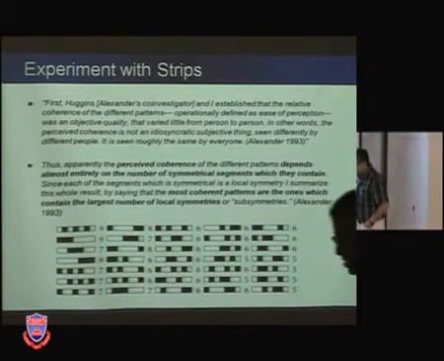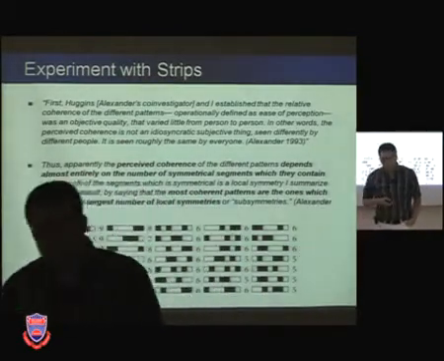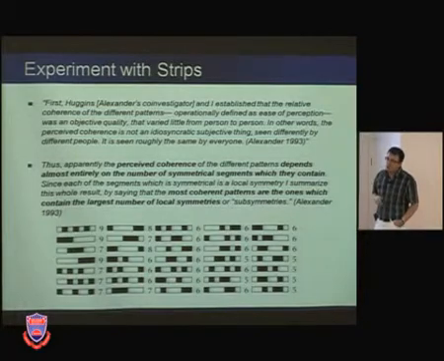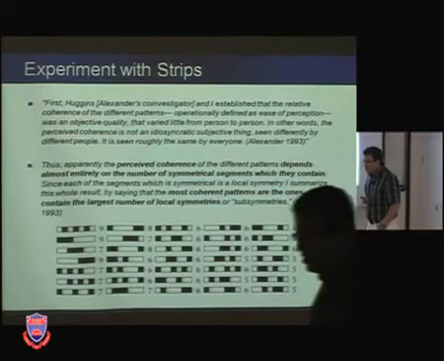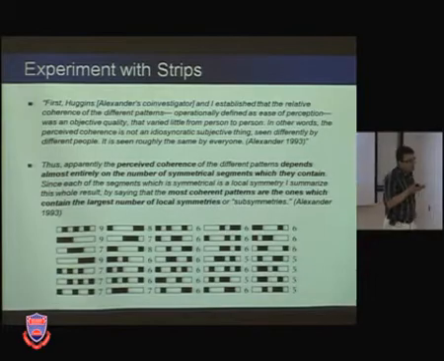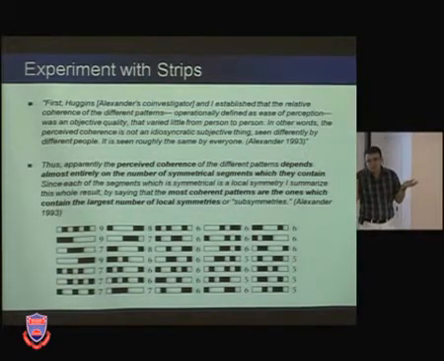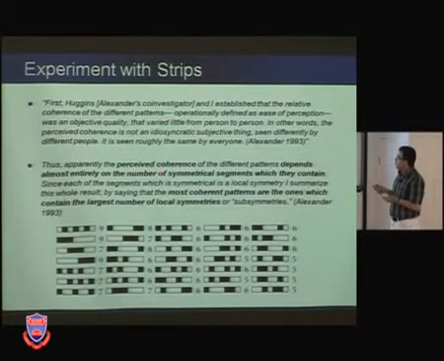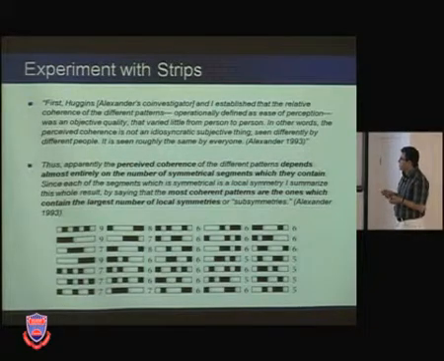What he did is he analyzed the symmetries of these strips. For each strip, he analyzed the number of symmetries and he rank ordered these with respect to the number of symmetries. The conclusion was his rank ordering with respect to symmetries was almost similar to the results of the experiments. That's what he said: the perceived coherence of the different patterns depends almost entirely on the number of symmetrical segments which they contain.